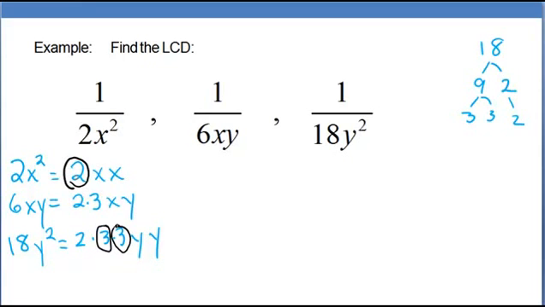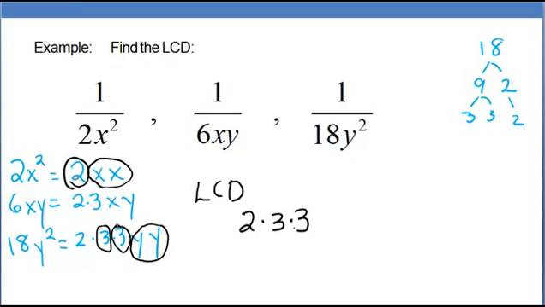The variables work exactly the same way. So I have 2 x's, 1, and none. So I'm going to need 2 x's. For the y's, I have none, 1, and 2. So it will come from the last one. So for our LCD, we have a 2, we have two 3's, we have 2 x's, which is x squared, and 2 y's, which is y squared. 9 times 2, 18, x squared, y squared.